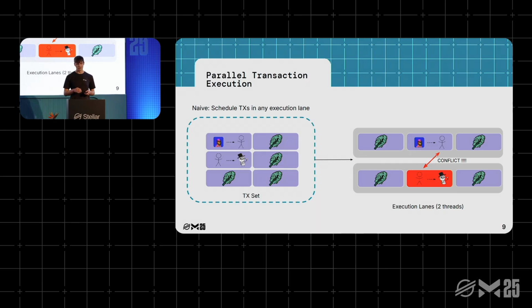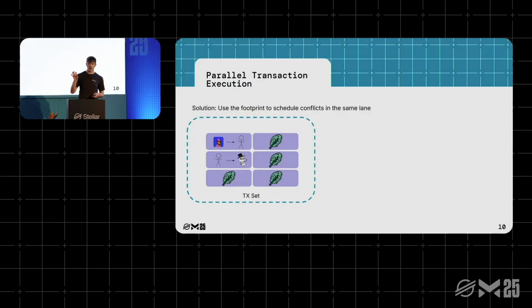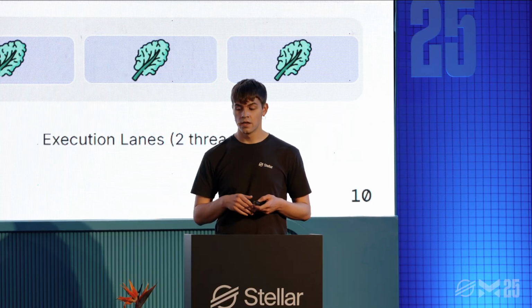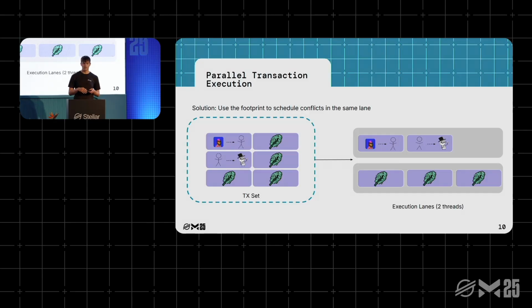So this is how we actually do it in Protocol 23. And so we're going to have our same transaction set as before, and we're going to have the same number of execution lanes. But instead of naively just scheduling a transaction in any lane that has space, we're going to make sure that we cluster our transactions such that all transactions that have a read-write conflict are in the same lane. What this looks like is in our bottom lane, we're first going to put all of our kale farming, because again, there's a read-write dependency on the kale being farmed or planted. And then our top execution lane will now have our NFT minting and sending transactions.